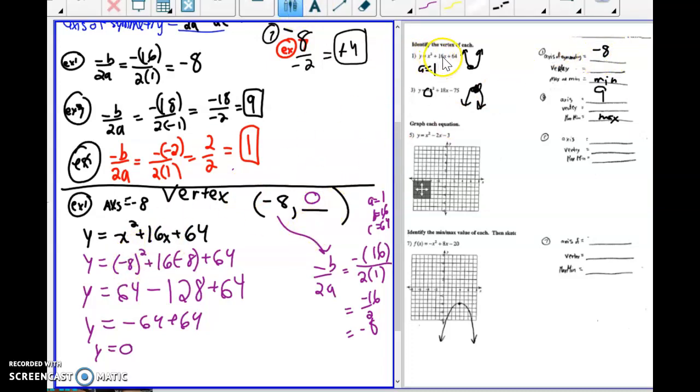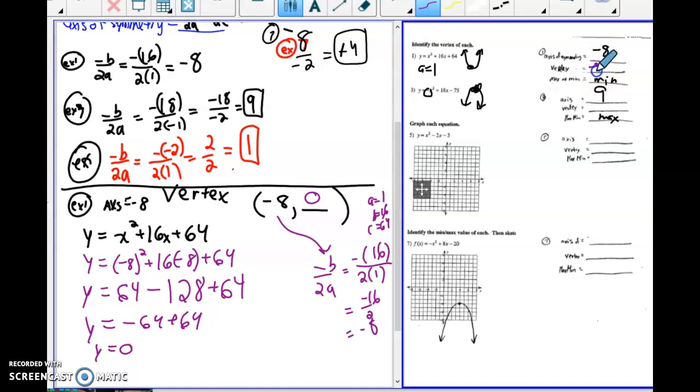So the equation is x squared plus 16x plus 64, but you plug in negative 8 for x's, and you end up getting negative 8 to the second power is 64. 16 times x, but it's now negative 8, is minus 128, plus 64 is 0. So the final thing you're going to write here is negative 8, comma 0. And that is how you do your homework.